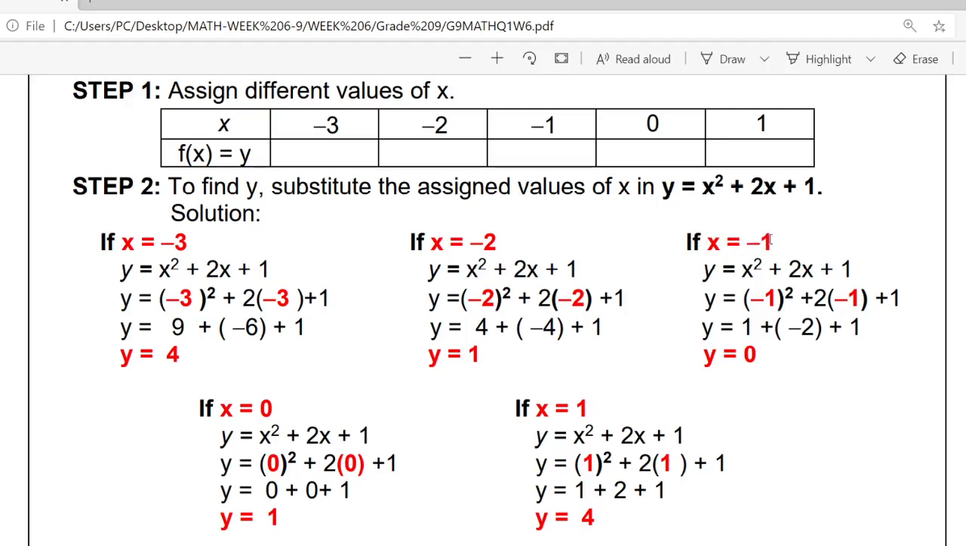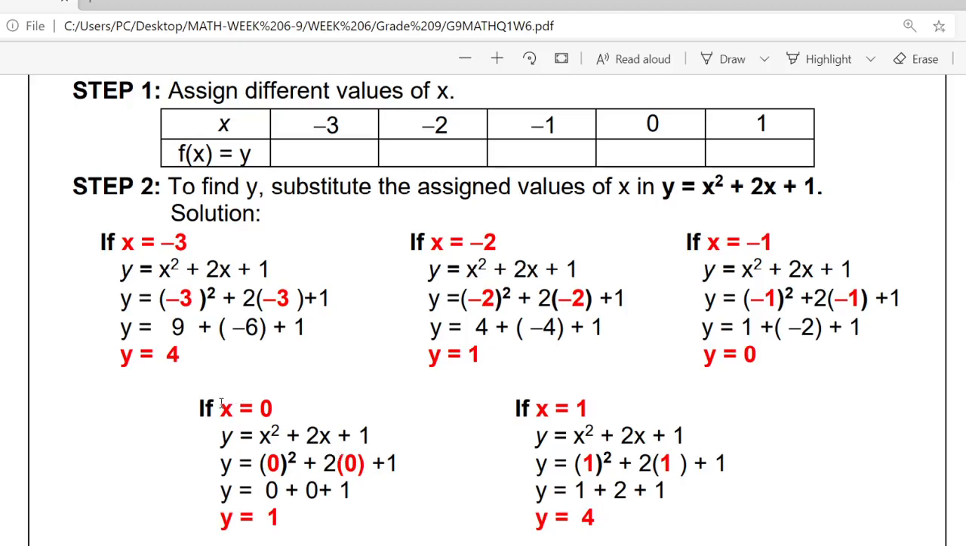How about if your x is negative 1? Just replace the value of x by negative 1. Negative 1 squared plus 2 times negative 1 plus 1. Negative 1 times negative 1 is positive 1. 2 times negative 1 is negative 2, plus 1. 1 plus 1 is 2, minus 2 is 0. So therefore, when x is negative 1, your y is 0.